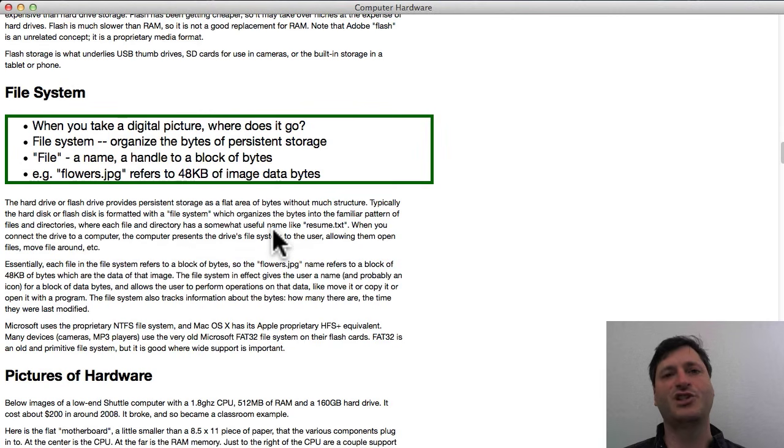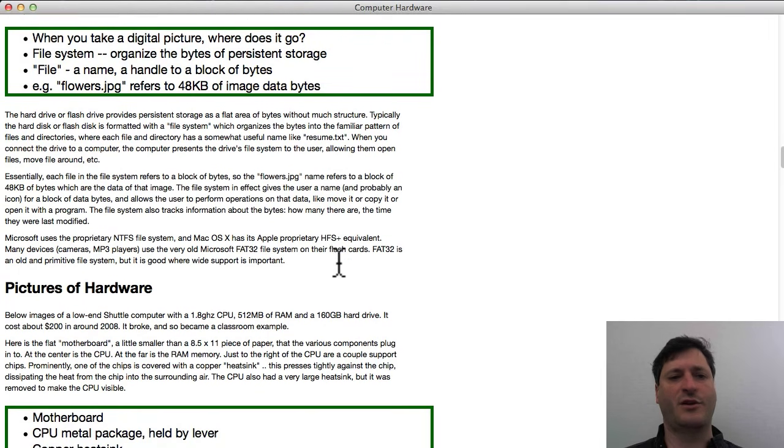A file is really just a way of taking some area of 100,000 bytes and assigning a name to them, saying, well, look, this is flowers.jpg. Flowers.jpg, that name refers to these 100,000 bytes, and then the user can copy it or move it around or whatever. So the file system just facilitates seeing what data you have on there and moving it around and organizing it. So that's our quick introduction.